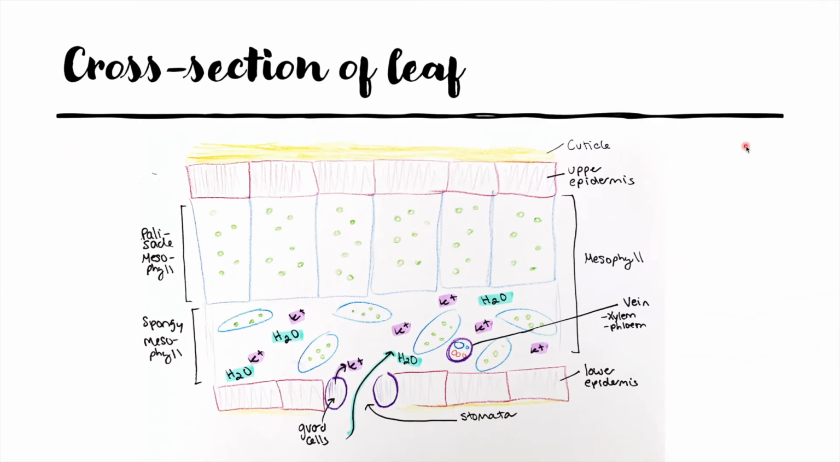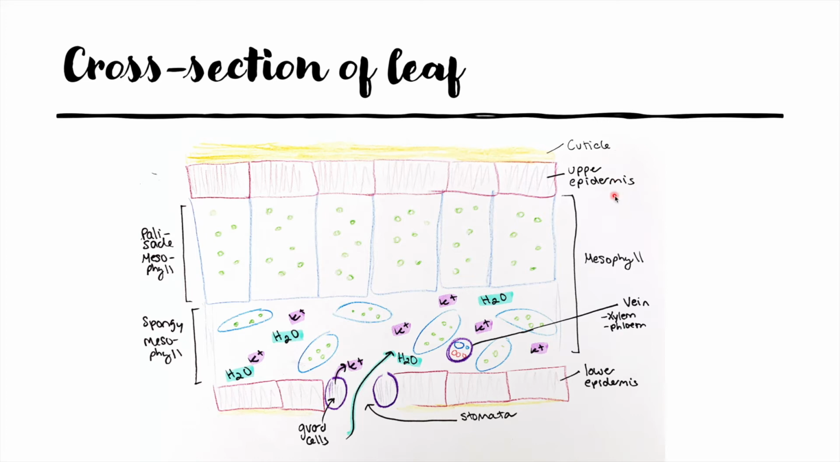Now let's go over the cross-section of a leaf. Remember that structure always correlates with function, so the structure of the leaf is conducive to photosynthesis. The cuticle is a waxy hydrophobic layer. It protects the plant from dehydration and germs and inhibits evaporation. It is thicker on the top surface of the leaf because there is greater exposure to the sun.